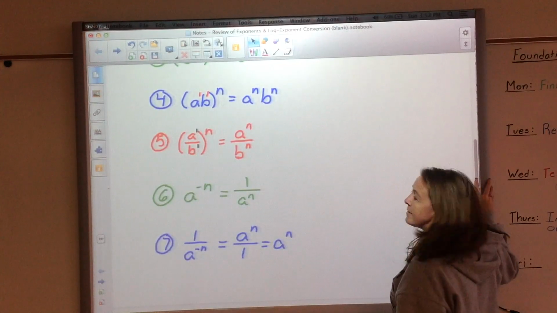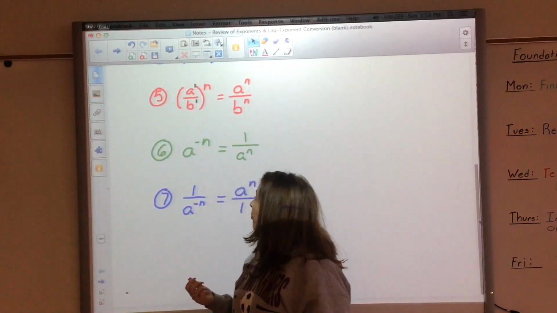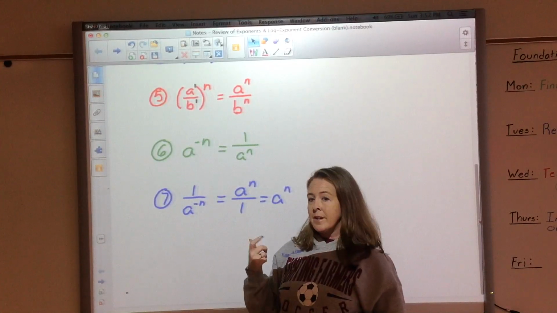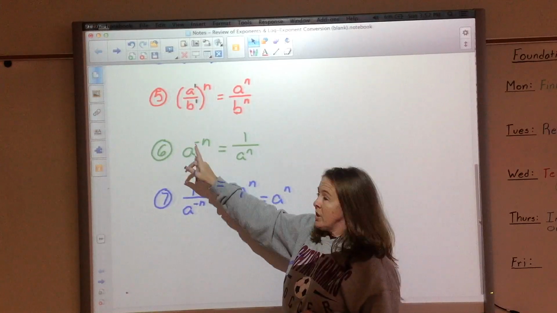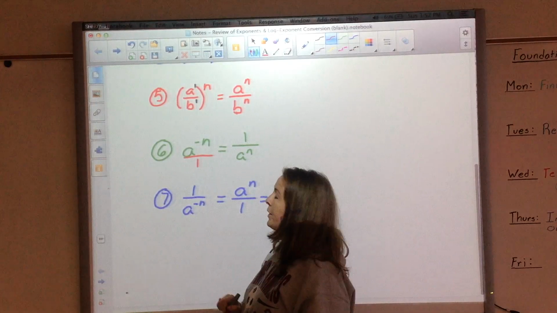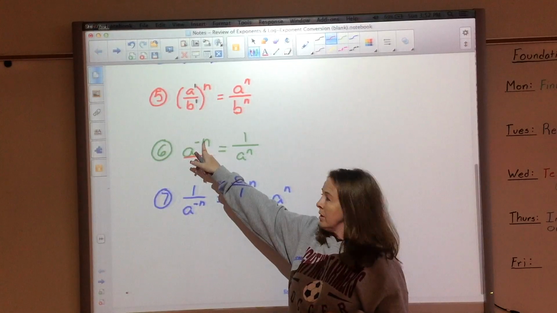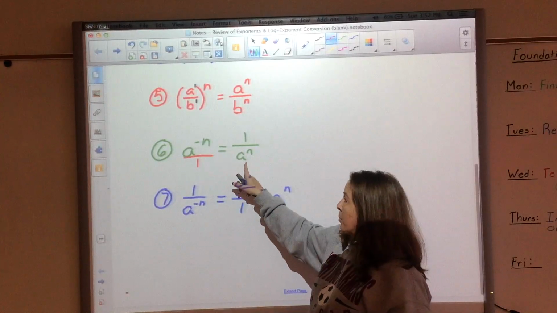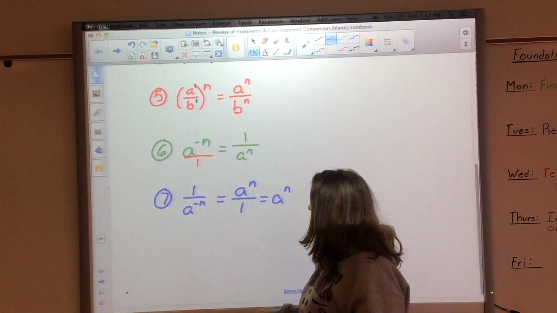Alright, our 6th property. This one is our negative exponent rule. So we have a to a negative n power. That negative is simply telling you that you need to take the reciprocal of that. In other words, change the location of this thing. Right now, this is understood to be over 1. So because this a to the n power is in the top of the fraction, this negative tells me that I need to change its location and send it to the bottom. When I do that, I lose the negative, which is the whole purpose of changing its location.